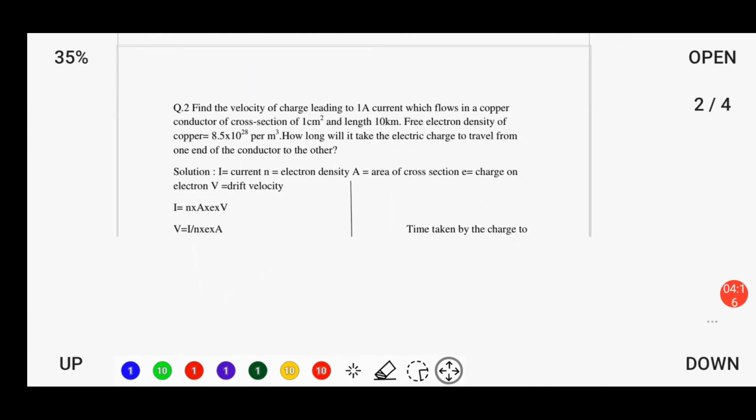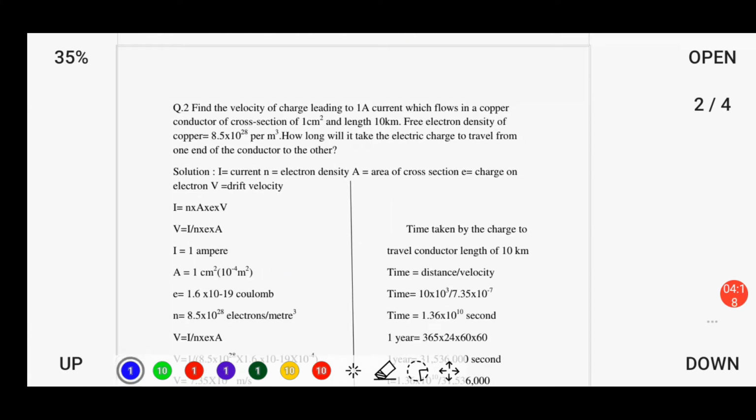So friends, let's move on to our next question. The next question given here is as follows. Find the velocity of the charge leading to 1 ampere current which flows in a copper conductor of cross section of 1 centimeter square and length 10 kilometer.